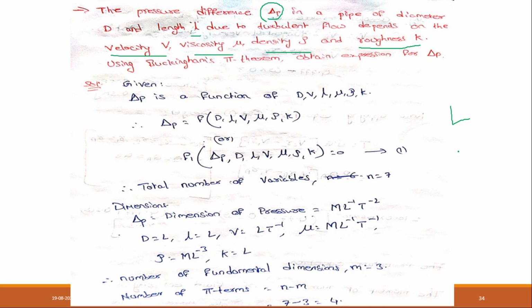Using Buckingham's pi theorem, obtain an expression for delta P. Here what do we have to find? Delta P we have to find. That is our ultimate target. The procedure is the same, but we can say with a different method here.